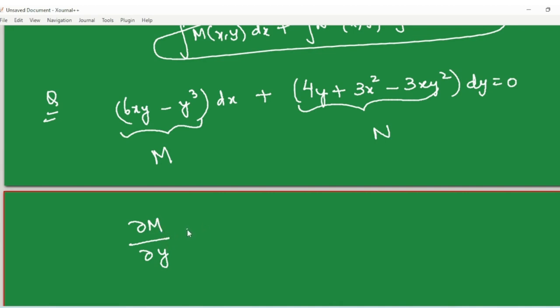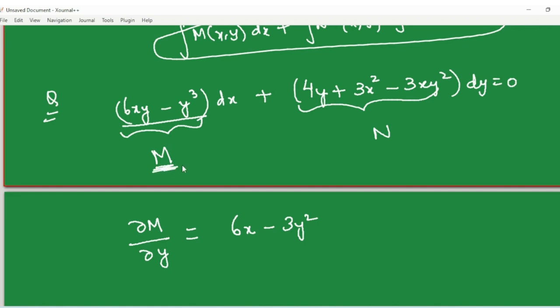So del m by del y, that means I am to differentiate this partially with respect to y, treating x as a constant. So if x is a constant, 6x is a constant. So the derivative will be 6x minus 3y square. That's the partial derivative of m with respect to y.